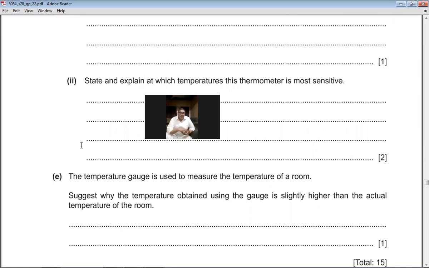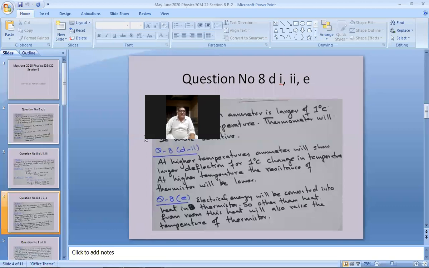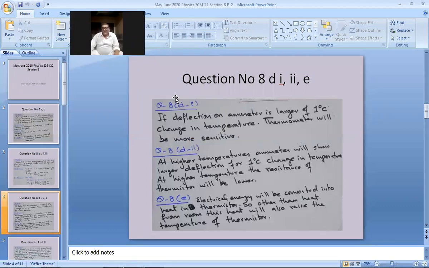The thermometer will be more sensitive at higher temperatures, because in figure 8.2, the gradient of the graph between the current and the temperature is larger at higher temperature. So for every degree rise in temperature, the rise in the current is larger. So there will be a larger deflection on the ammeter, which has been calibrated for measuring the temperature. So it's a 2 mark question. Let me show you my answer, and then we will check the marking scheme.